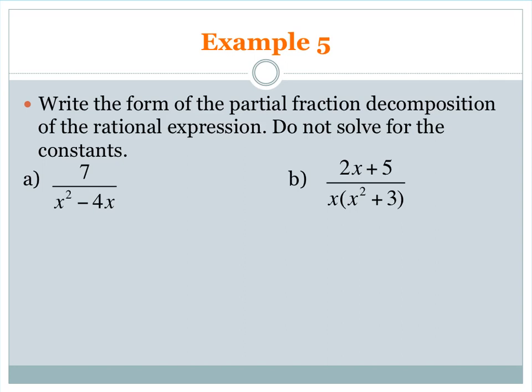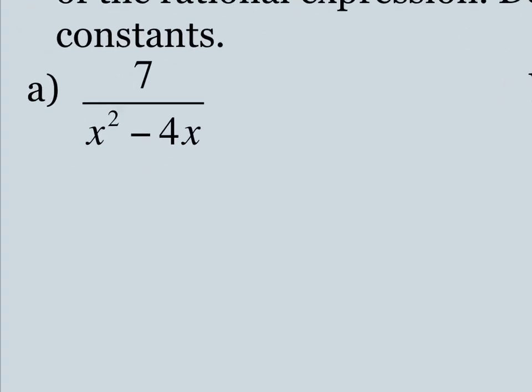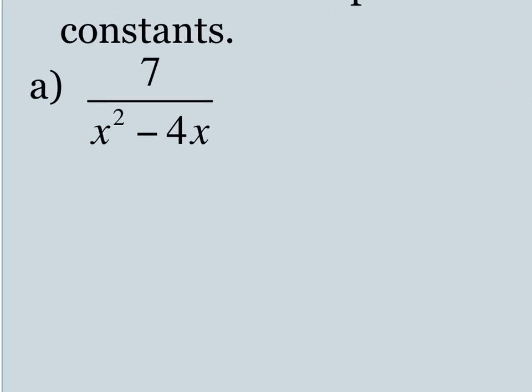So looking at A, I want to first focus on just the denominator, right? x squared minus 4x. How do I factor that? Take out an x. So x times x minus 4, right? There are 2 terms there. This is one term, that's the other term. So I say A over x plus B over x minus 4.